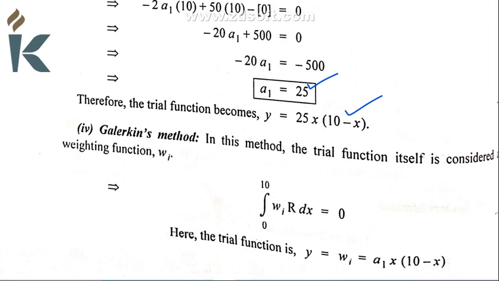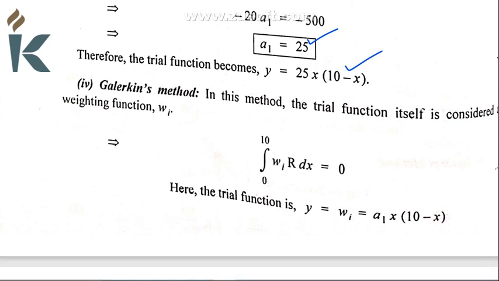The next method is the Galerkin's method. This is one of the important methods to solve complex problems in the weighted residual method. Any complex structural problem, thermal problems, all the problems we can easily solve by using this Galerkin's method. So what is Galerkin's method? The formula for the Galerkin's method is the integral from 0 to 10, lower limit to upper limit, of wi into r into dx, equal to 0.